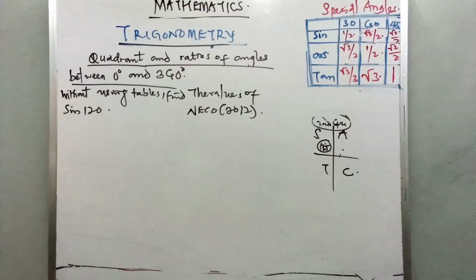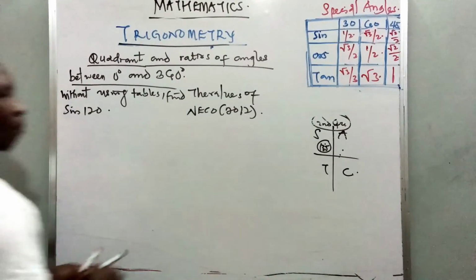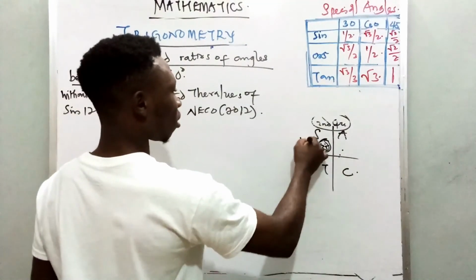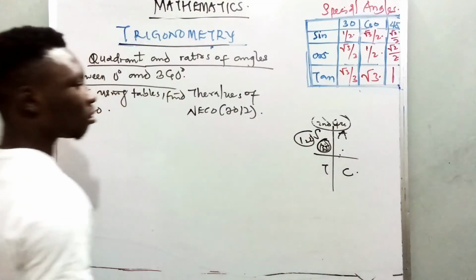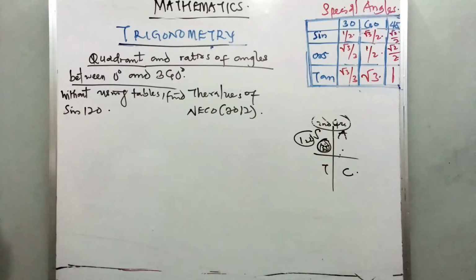Now look at this. Without using tables, find the value of sine 120. Now, if we pay attention, 120 falls here, and sine is positive in the second quadrant. So this tells us clearly that our answer is going to be a positive solution.